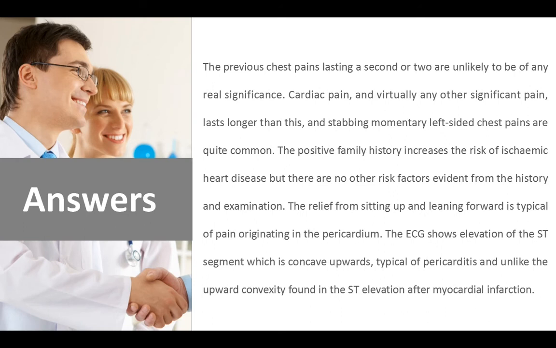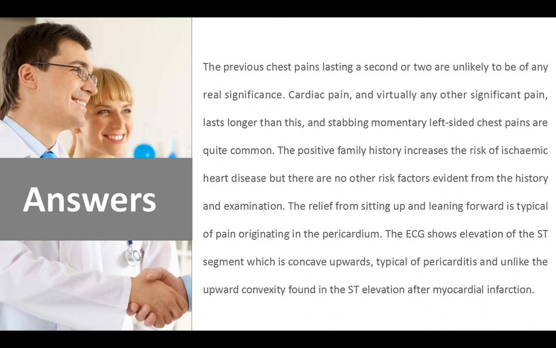The answers are: the previous chest pains lasting a second or 2 are unlikely to be of any real significance. Cardiac pain, and virtually any other significant pain, lasts longer than this, and stabbing momentary left-sided chest pains are quite common. The positive family history increases the risk of ischemic heart disease, but there are no other risk factors evident from the history and examination. The relief from sitting up and leaning forward is typical of pain originating in the pericardium.